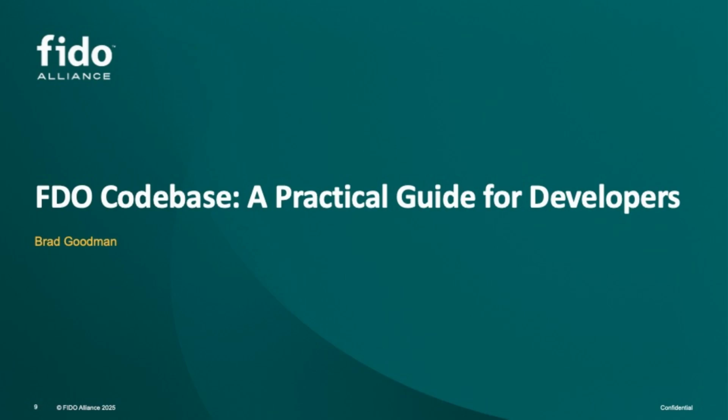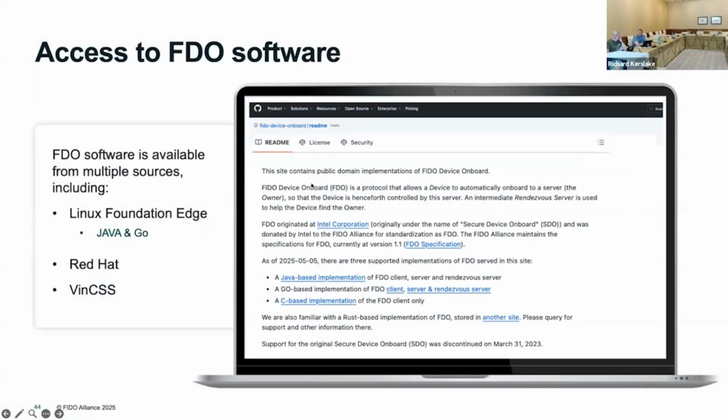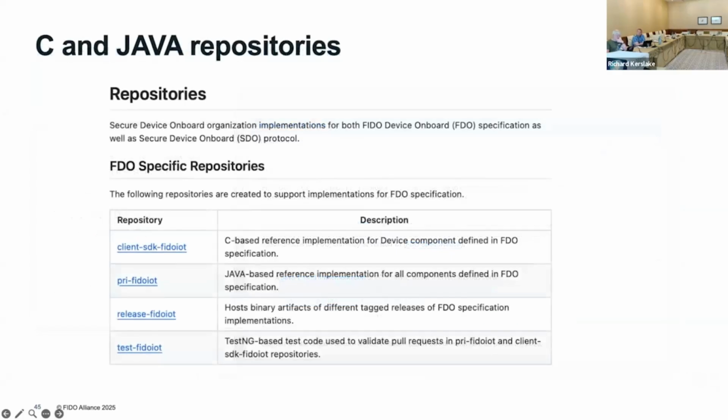I think clearly a lot of this is up there on Linux Foundation Edge. There's different flavors. The original Java version and the C client is out there. Red Hat, as you're well aware of, has an implementation in Rust. VinCSS, a Vietnamese company, has created their own implementation. So there are several, and I'm sure those are not the only ones, but a few that jump to mind.